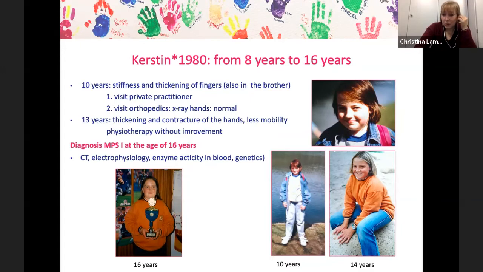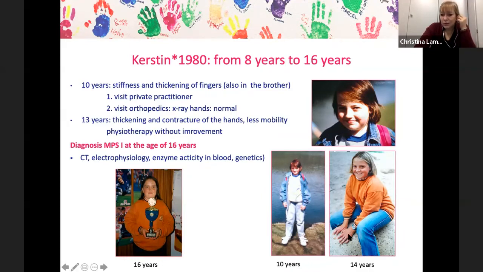The family was very concerned about the two siblings, and what they did is they went to a university that was famous for skeletal dysplasias in Germany, and so they went there. The girl received a CT scan, electrophysiology, and they made the enzyme activity in blood for MPS and also the genetic testing.